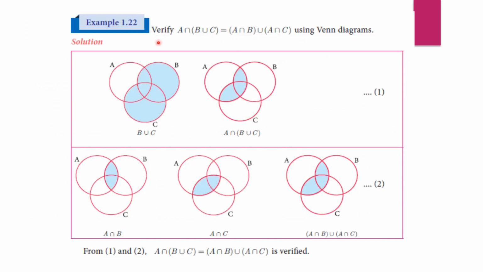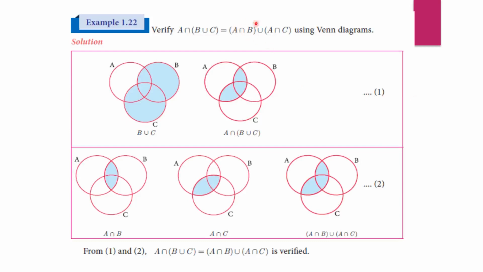Next we are going to see the Venn diagram for the distributive law. Okay, verify A intersection B union C equal to A intersection B union A intersection C. See, first you have to take the left hand side. Here B union C is in the bracket. So first you have to shade B union C, which means you have to shade the B circle and C circle completely. Then A intersection B union C means in this portion which is in the A circle, that portion alone I have to shade here. And I have to mark this as 1.